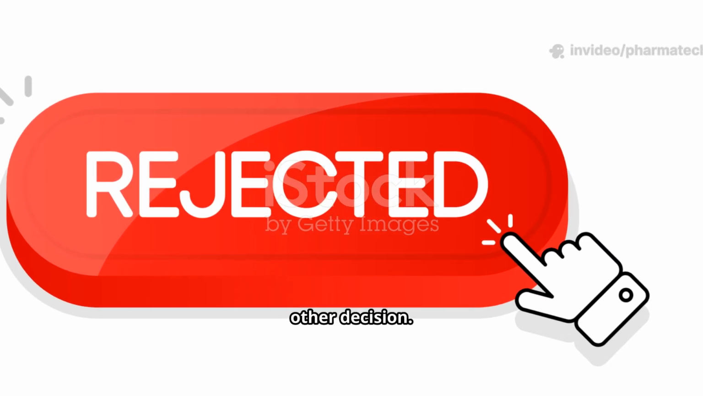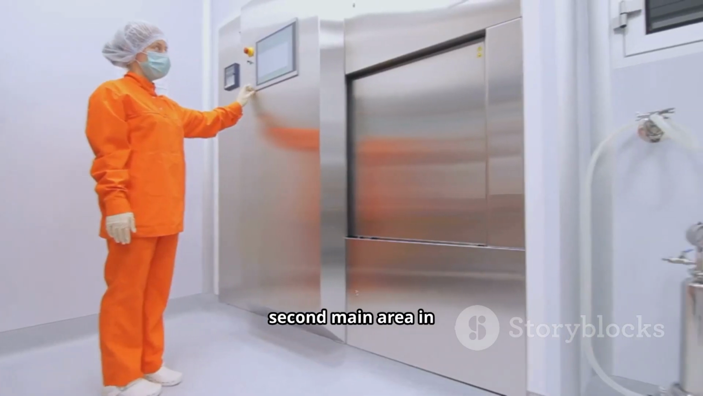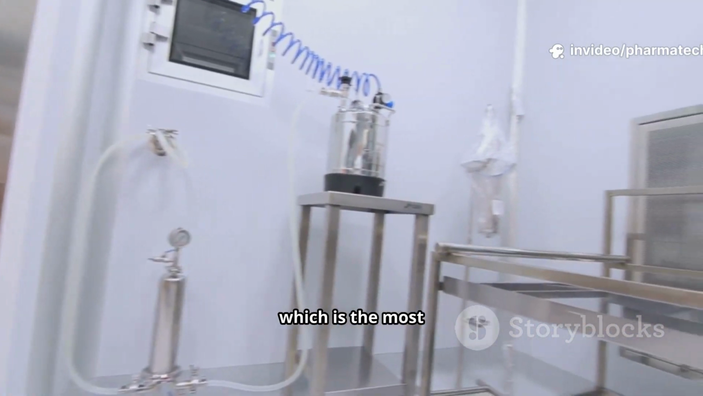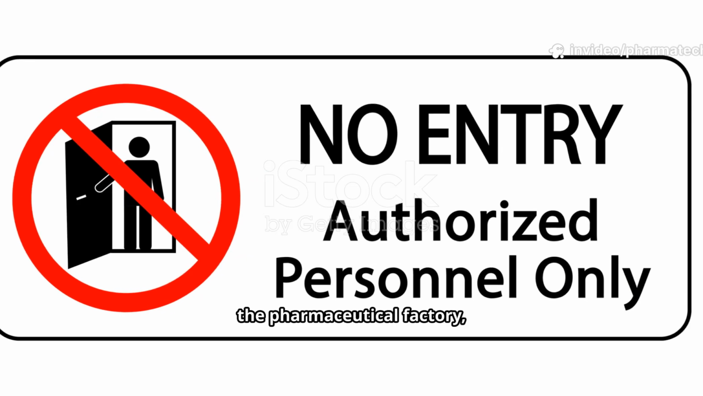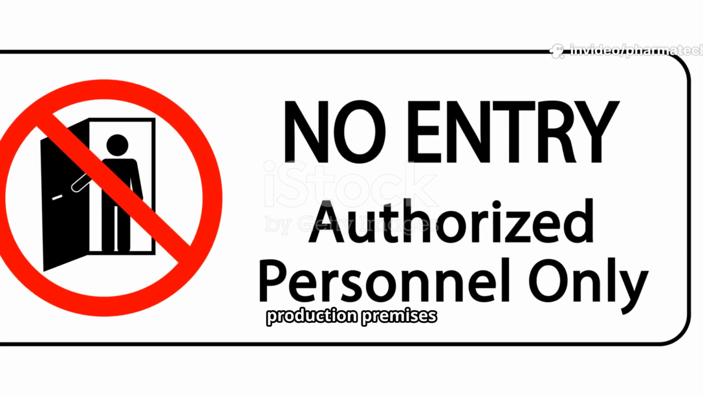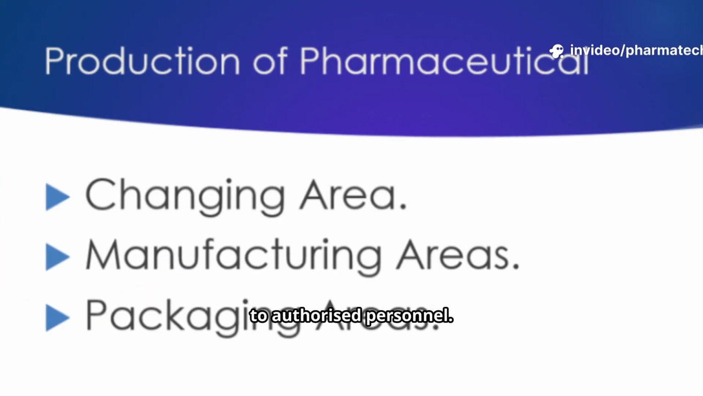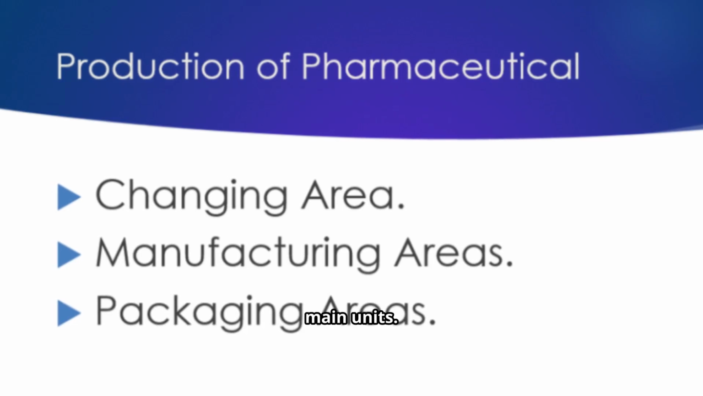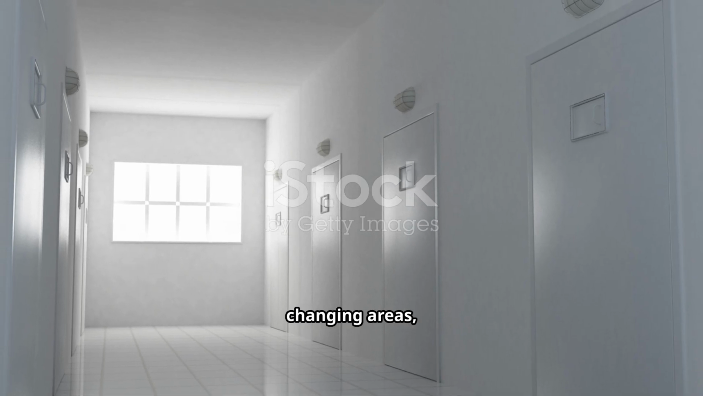Production. The second main area in the pharmaceutical factory is the production areas, which are the most controlled areas in the pharmaceutical factory. Access to production premises should be restricted to authorized personnel. The production areas generally consist of 3 main units. The first unit of production is changing areas.